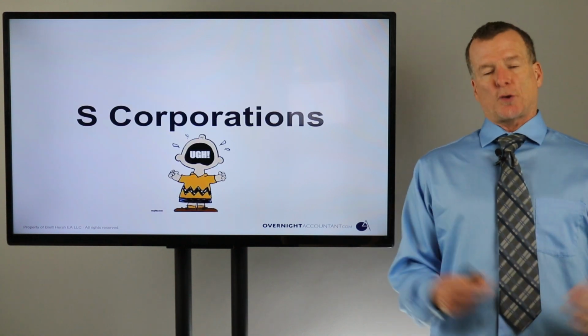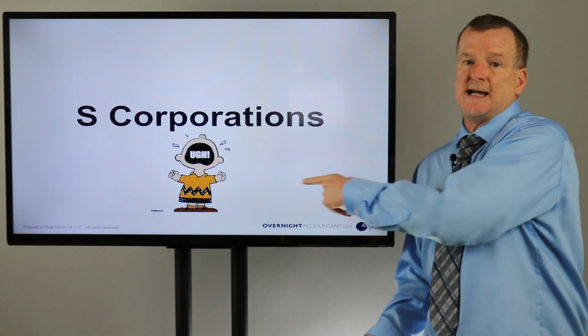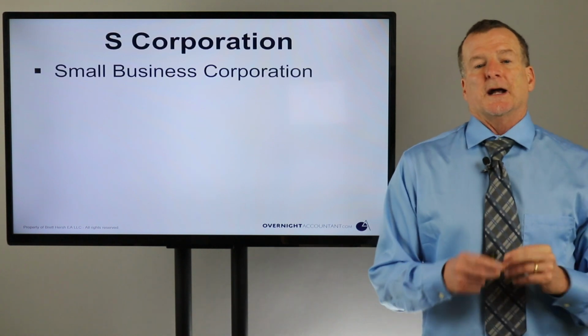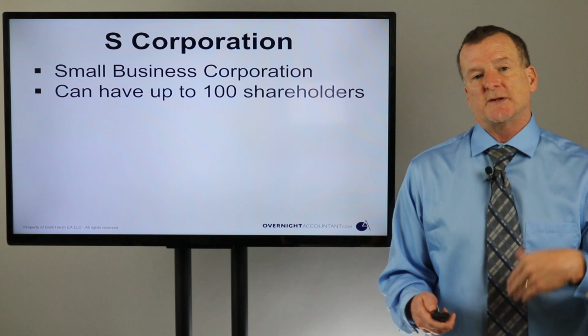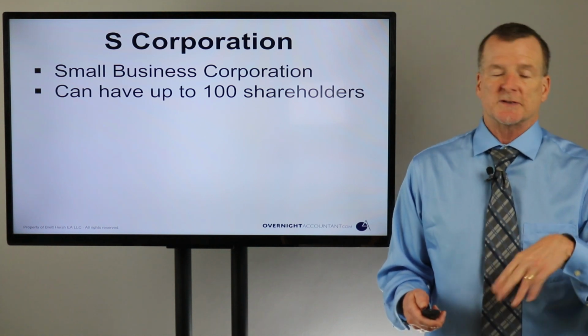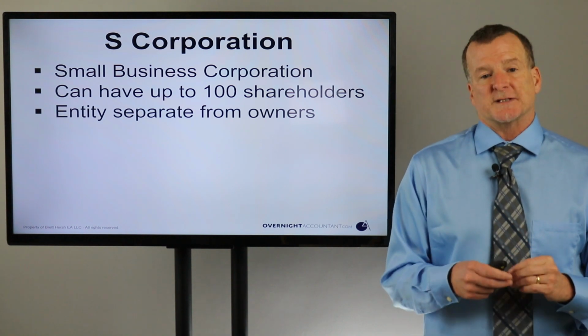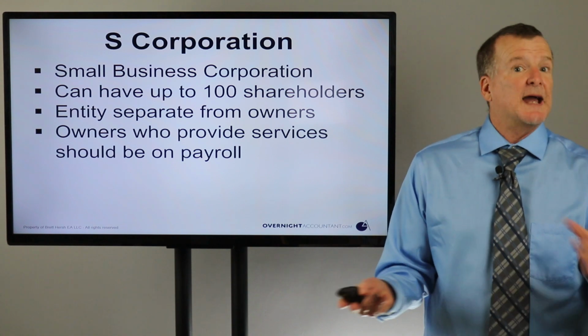So, S Corps own real estate. You see this? Pay attention. All right, a small business corporation can have up to 100 shareholders. An LLC or a C Corp can elect to be treated as an S Corp. There's a form you fill out, you send it in. It's not hard to do. It's an entity separate from the owners, like an LLC, according to the IRS.